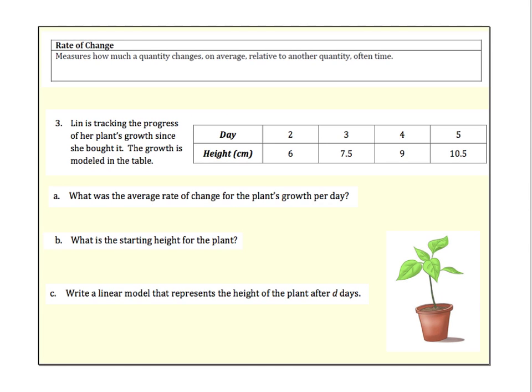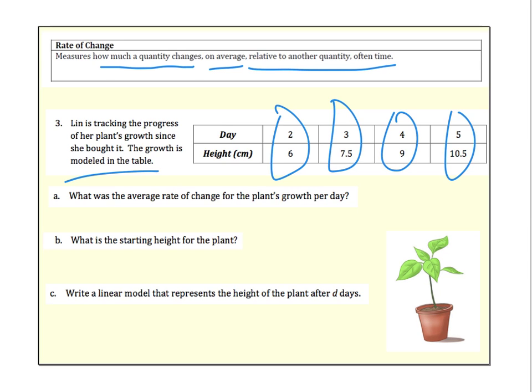So rate of change measures how much a quantity changes on average relative to another quantity, often time. So basically you're looking at how much it changes over time. That time can be days, weeks, months, years, whatever. Lynn is tracking the progress of her plant's growth since she bought it. The growth is modeled in the table: 2, 6; 3, 7.5; 4, 9; 5, 10.5. What is the average rate of change per day? Well, that's just 1.5 centimeters.